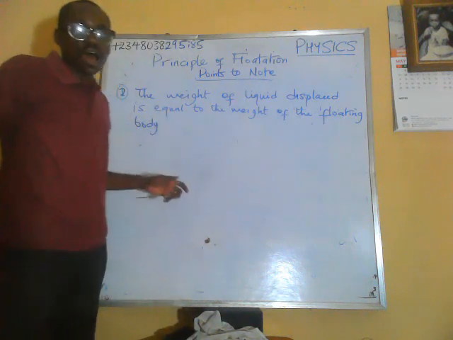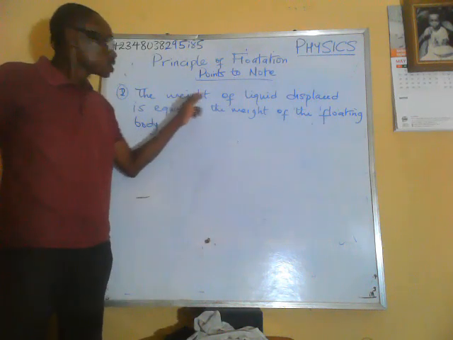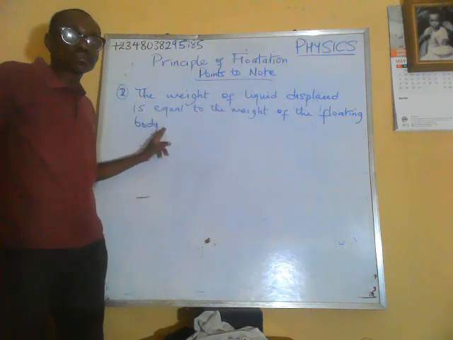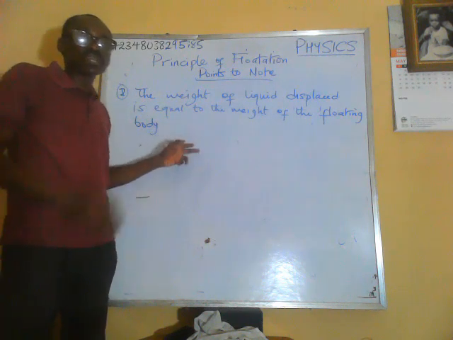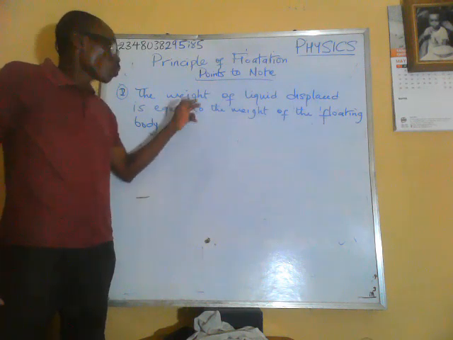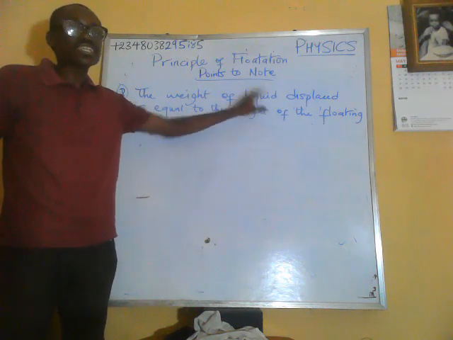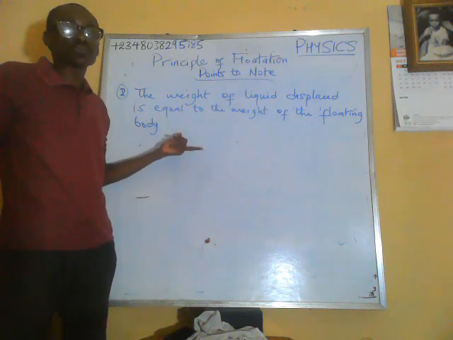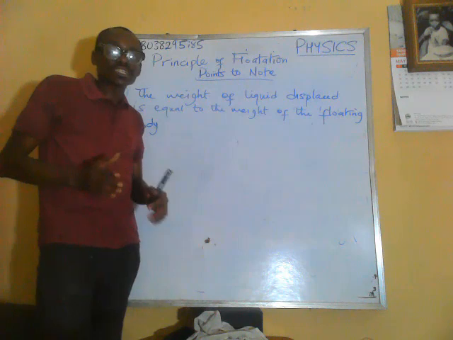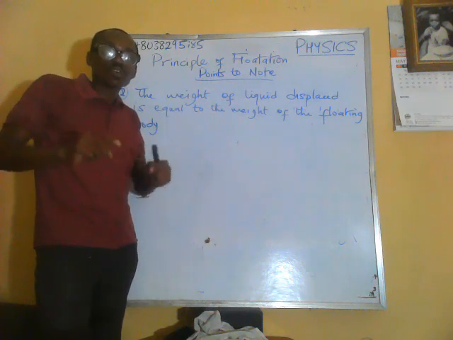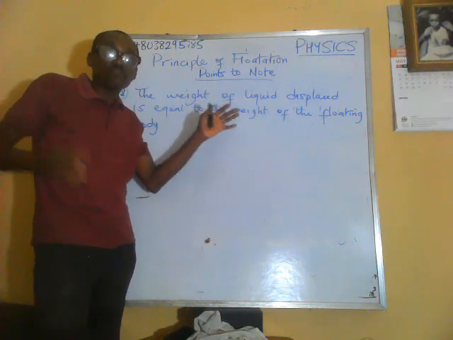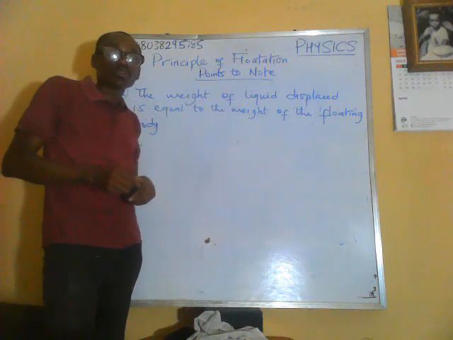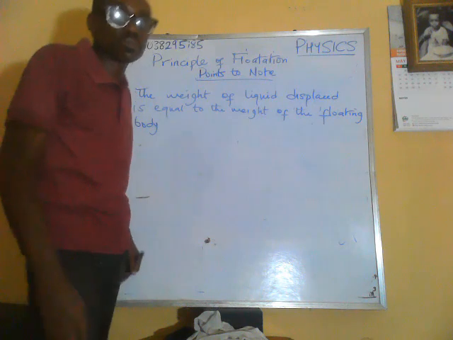So, for the second one, the weight of the liquid displaced is equal to the weight of the floating body. I've already explained this one when I was explaining the first one. If you measure the weight of that volume of liquid displaced, it's going to be equal to the weight of that object that is floating. So that is the second point to note.